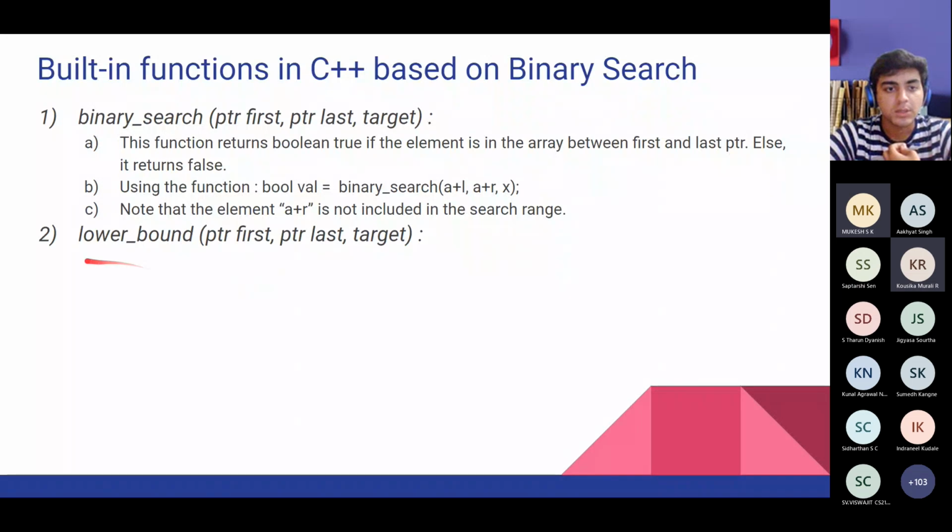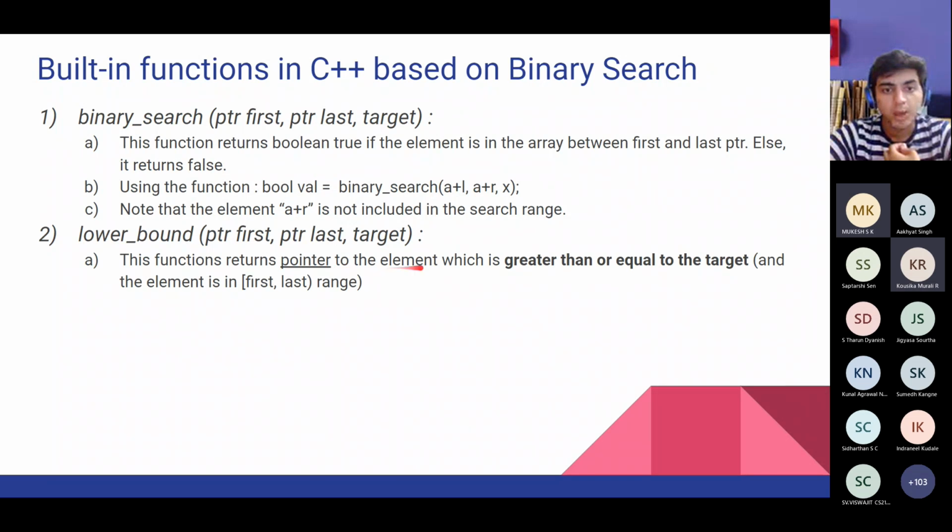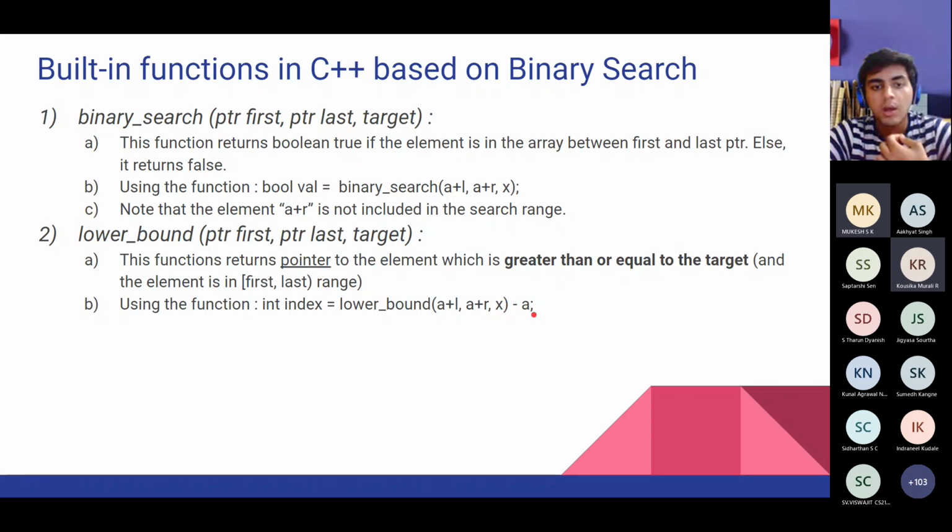Then we have another function which is lower bound, and it searches for the pointer to the element which is greater than or equal to the target value. The element should be in the first and last range, where last is excluded from the search range. So we can use this function to find the index of such an element, like lower bound A plus L, A plus R, X, minus A, where A is the array of n elements we have. This is a part of pointer arithmetic, and you can go over it if you want. The slides will be available after our session.